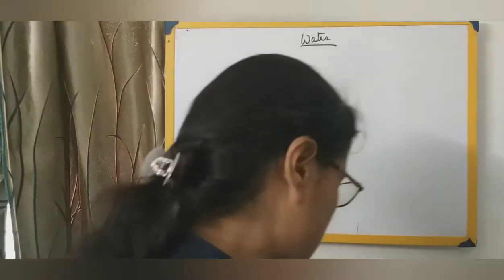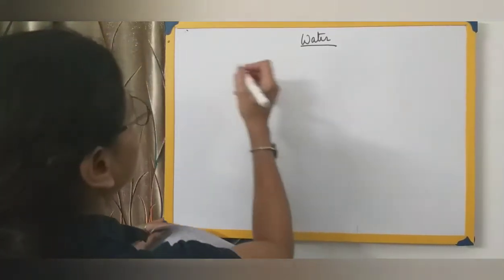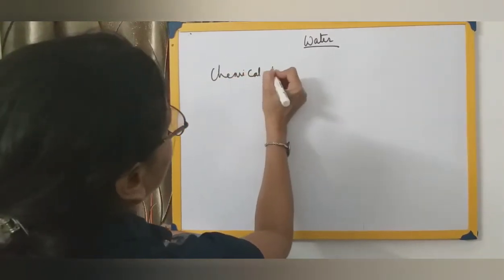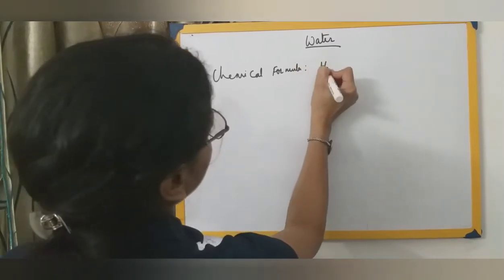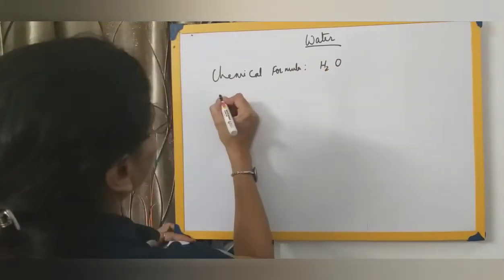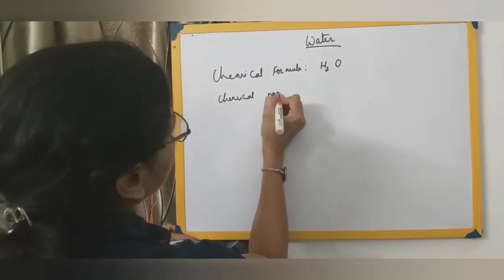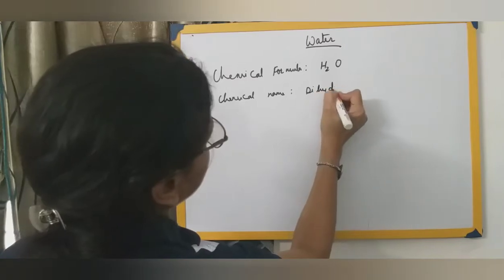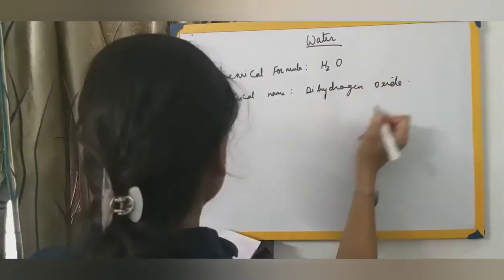Now let us first discuss the chemical formula. The chemical formula is H2O. Then the chemical name is dihydrogen oxide. Okay, now let us see the bonding.